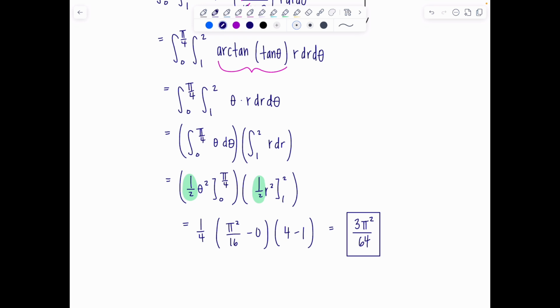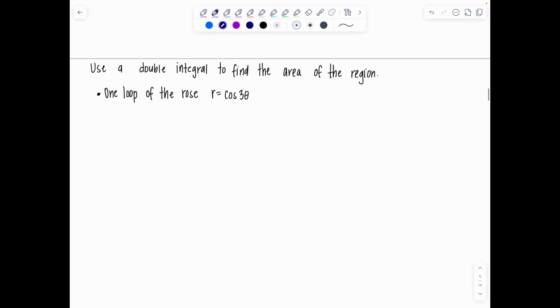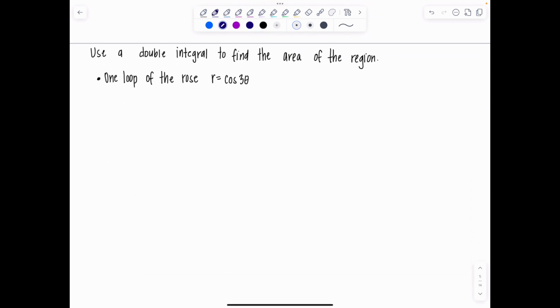Haven't they been? Okay. Use a double integral to find the area of the region. So when you're using a double integral to find area, you don't have a function that you're integrating. You just evaluate double integral dA. That would give you area. Area of D. Okay? And we're finding the area inside one loop of the rose r equals cosine 3 theta.